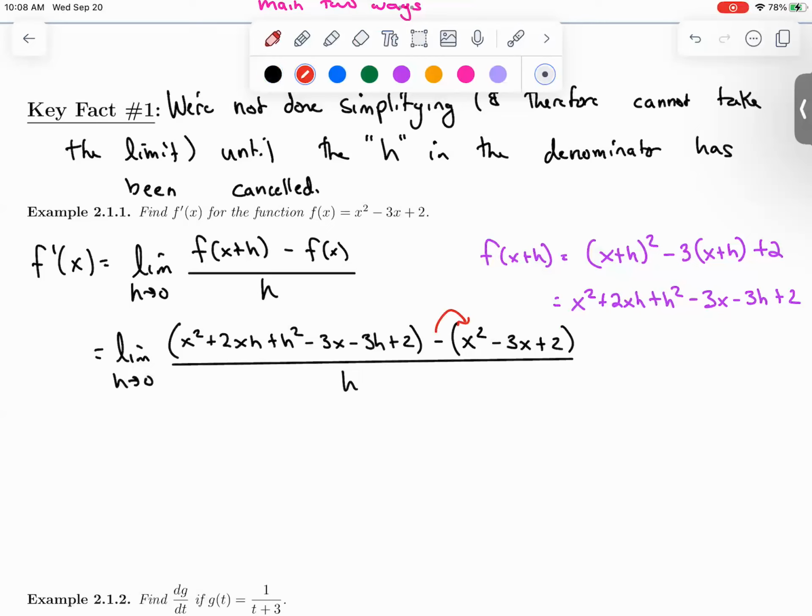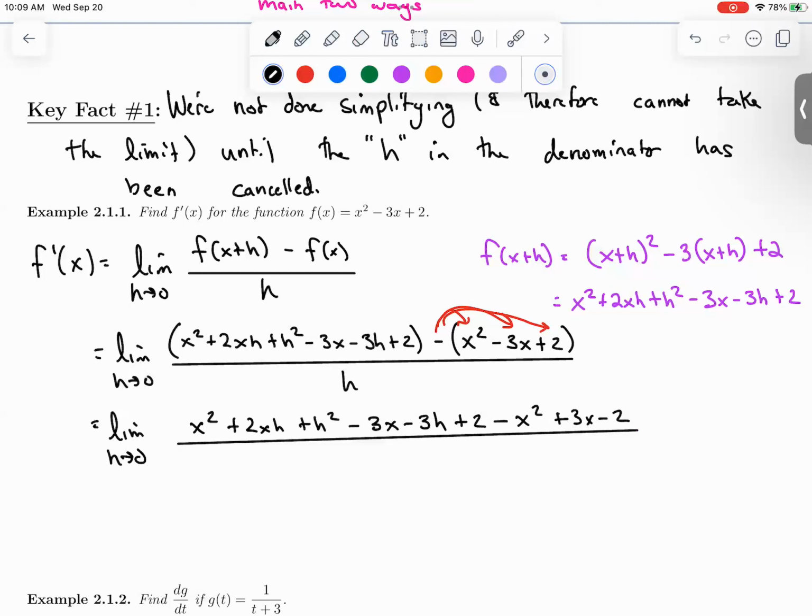So we've got to distribute this minus sign. And what we end up with is the limit as h approaches 0 of x squared plus 2xh plus h squared minus 3x minus 3h plus 2 minus x squared plus 3x minus 2, all divided by h. That being said, by the way, if you feel comfortable skipping algebra, please be my guest. Please feel free to skip algebra wherever possible. I'm not testing your algebra skills, I'm testing your calculus skills. So it's okay to skip a little bit of algebra here and there.